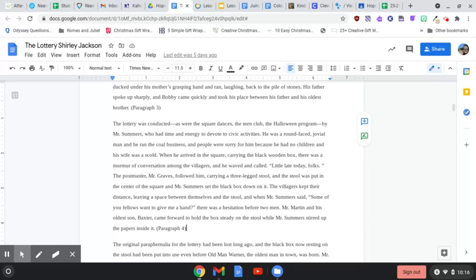What does this paragraph tell us about the setting? Where in the text did you find that answer?